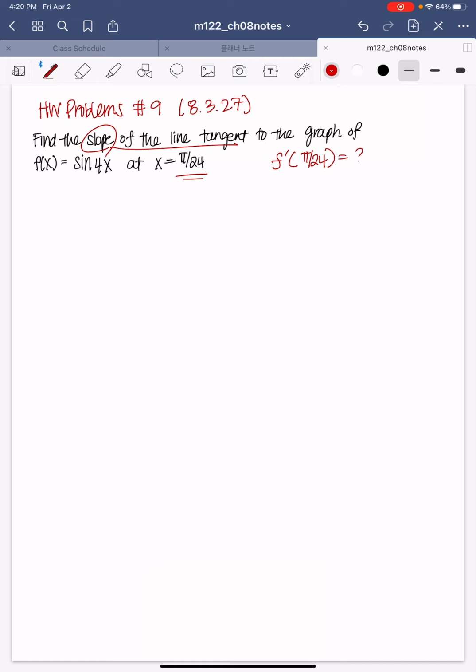So let's first take the derivative. This one is a chain rule: sine of u, du, times 4. I'm sorry, the derivative of sine is not sine, it's cosine. So cosine of 4x times the derivative of u, which is 4. So I'm going to have f prime of x is equal to 4 cosine 4x.